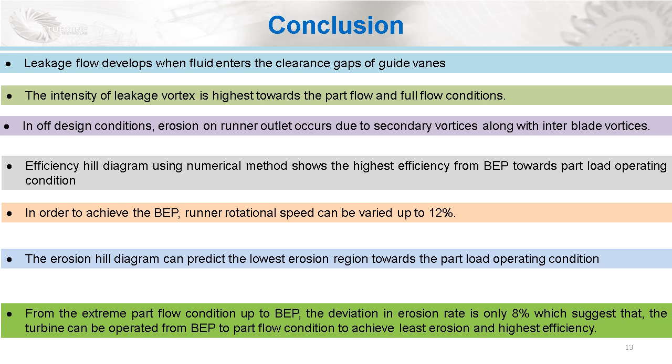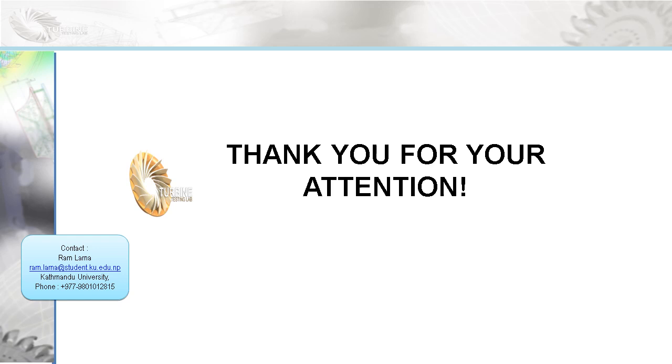Lastly, from the extreme part load conditions to the best efficiency point, the deviation in erosion was only 8%, which means we can say that the turbine can be operated from the best efficiency point towards the part load conditions to achieve the least erosion and highest efficiency.